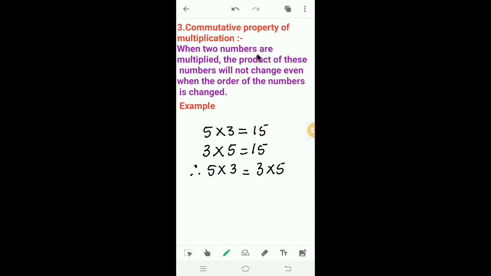When two numbers are multiplied, the product of these numbers will not change even when the order of the numbers is changed. For example, 5 into 3 is equal to 15. If we change the order of these numbers, then 3 into 5, then also the product is 15. So, we can say 5 into 3 is equal to 3 into 5. This property is called commutative property.